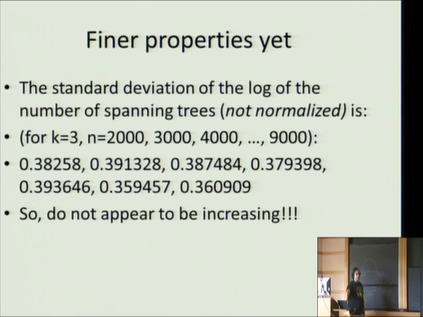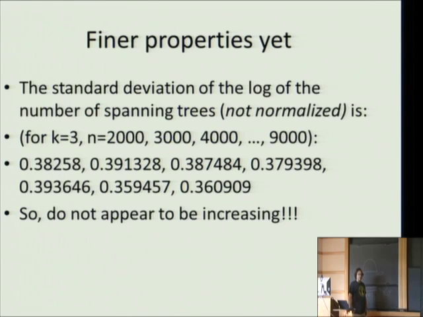Notice the standard deviation is decreasing. This is very mysterious. Well, it's at least not increasing. It looks like if anything it is decreasing. And notice the previous number was normalized by the number of vertices. So that 0.83, that's when we look at the log of the number of trees and divide by n. So it's the log of the number of trees per vertex. But here, we don't normalize. If we did, then these numbers would go to zero very fast.